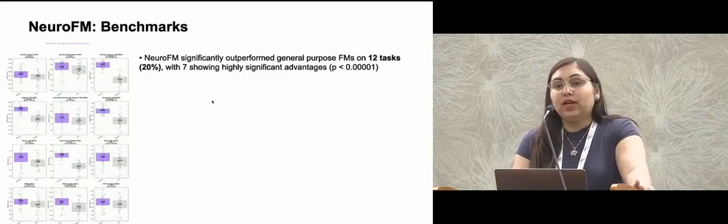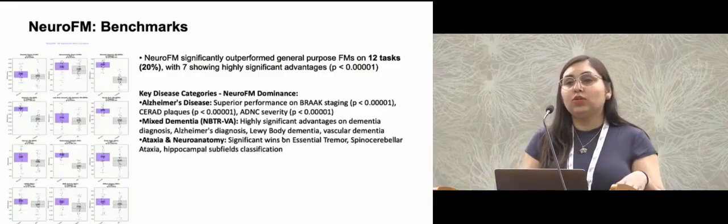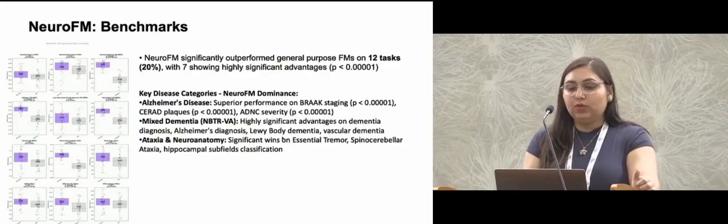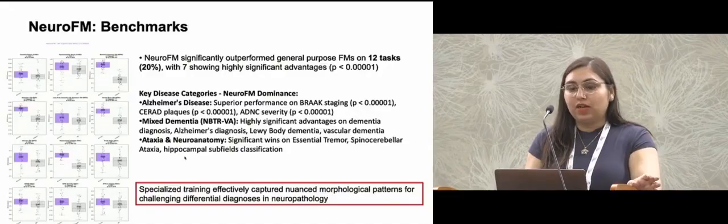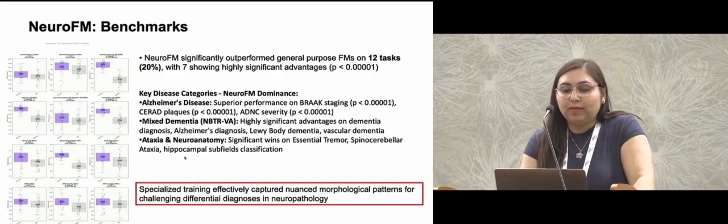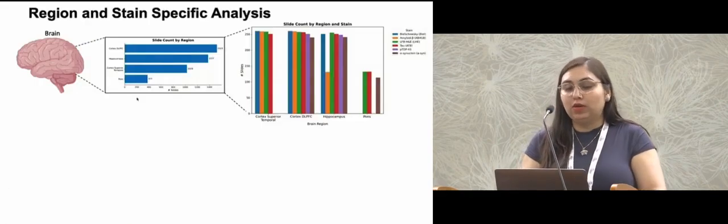And then we tried to understand which tasks are showing significantly better separation and where our model is going to give the value. Here we saw that they were mainly from Alzheimer's disease, mixed dementia, Alzheimer's diagnosis, Lewy body dementia, vascular dementia, ataxia tasks that include essential tremor, spinocerebellar ataxia, and hippocampal subfields classification. So we identified that specialized training effectively captures important morphological patterns for challenging differential diagnosis in neuropathology.